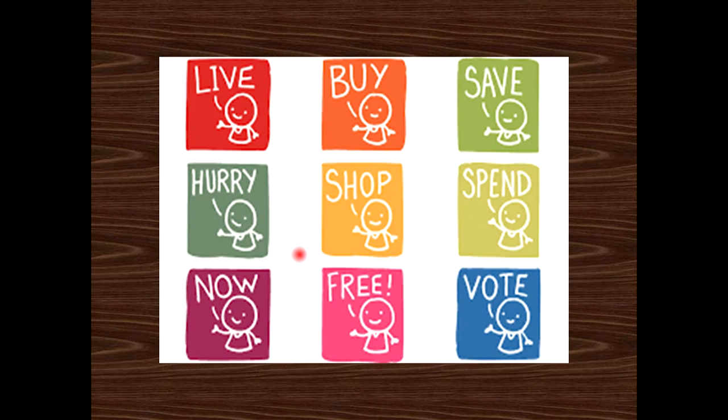Let's have a look at some examples of it. You can see some examples like live, buy, save, hurry, shop, spend, vote. Whatever you do when you get up in the morning until the next morning, whatever you do in the whole day, like eating, sleeping, running, everything is the action word, the verb.